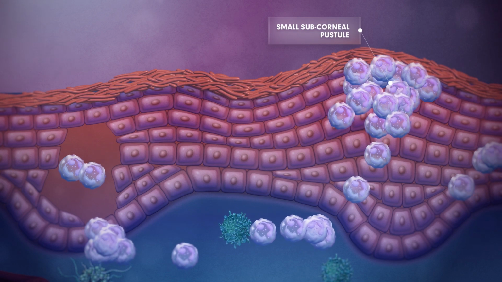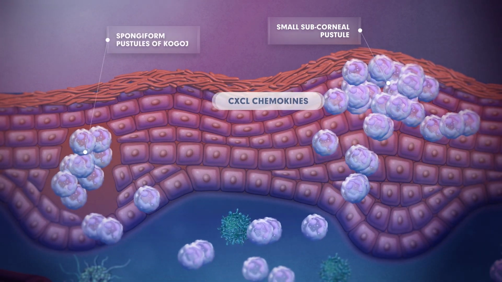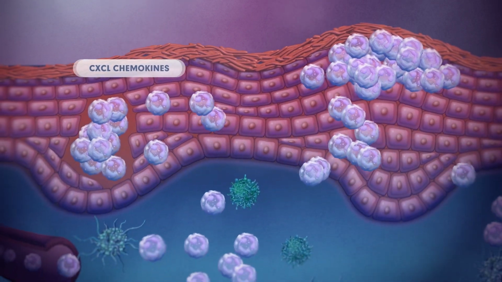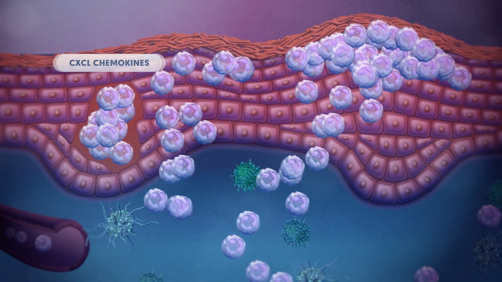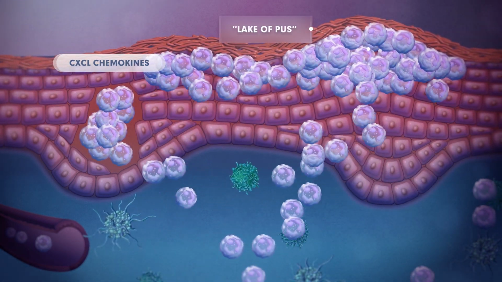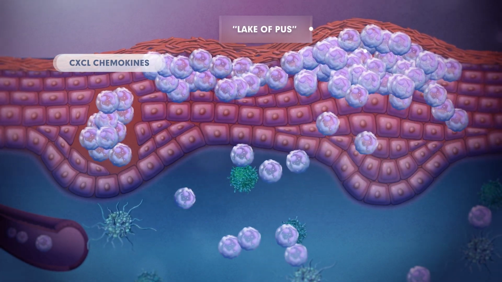Neutrophils accumulate in the mid-epidermis to create individual pustules, and the microscopic spongiform pustules of Kogoj that are diagnostic of GPP. Much larger accumulations of neutrophils at the stratum granulosum-stratum corneum interface create lakes of pus. This is driven by high expression of CXCL chemokines near the stratum corneum.